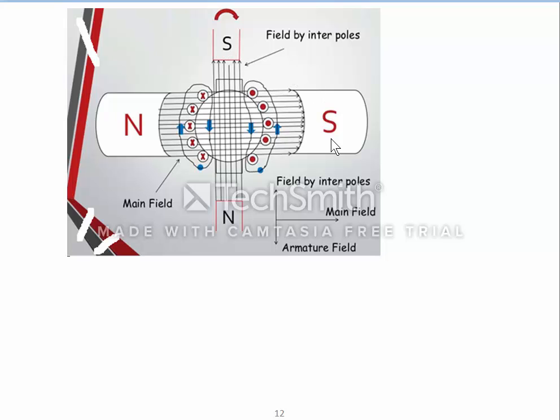Next, interpoles. These are the small poles placed between the main poles. This is your north pole and this is your south pole of the main magnetic field, and the armature is rotating like this. In case of generator, it follows a polarity which is the same as the main pole in the direction of the rotation, which is ahead of it. So here comes the south pole. Similarly here, ahead of this, the main pole polarity is north pole. So this also gets the north pole polarity.